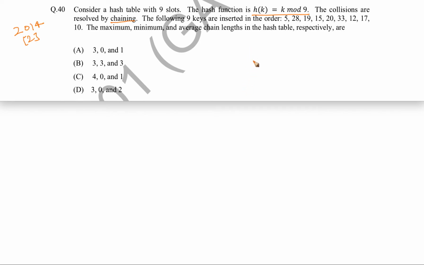how are the slots going to be? Every key we are going to take mod 9. So basically there are going to be n slots where n is 9. So basically 0, 1, 2, 3, 4, 5, 6, 7, 8. So 0 to 8, only these 9 remainders are possible when we are taking mod 9, and that's why these 9 slots are going to be there.